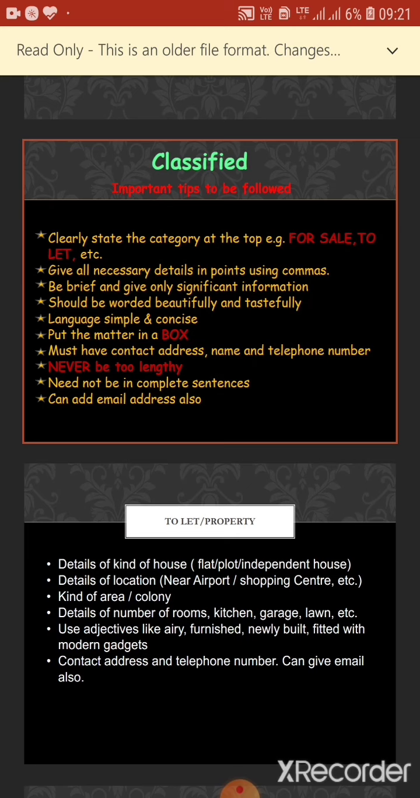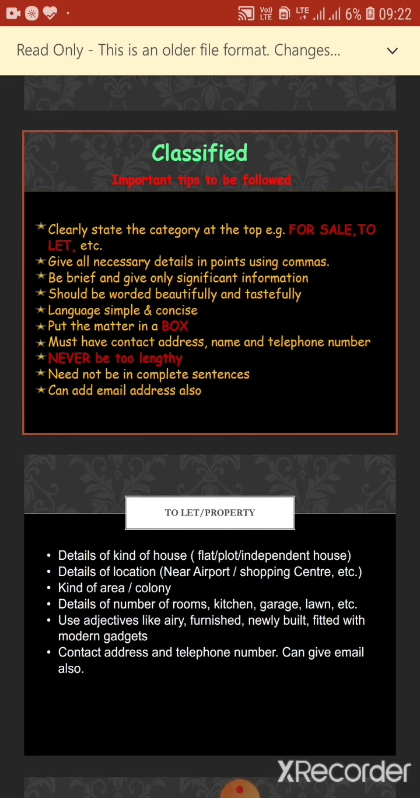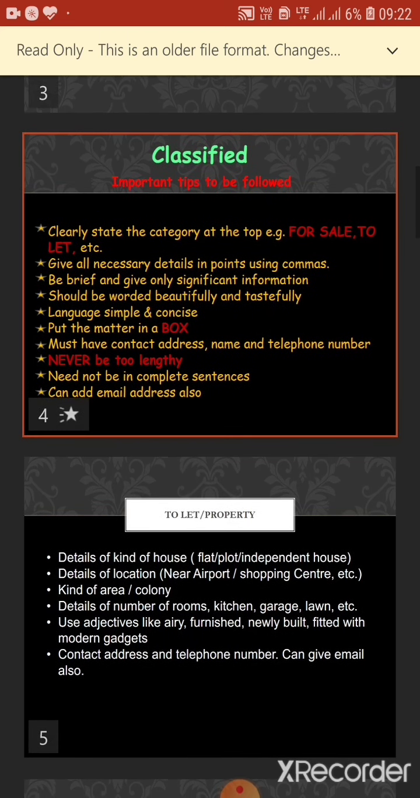The sixth important thing we are going to discuss, and it is very, very important in a classified advertisement, is that the matter should be inside a box. The entire matter should be put inside a box, a rectangular box preferably. Next, it must have a contact address, name, and telephone number. This should be mentioned in the classified advertisement.